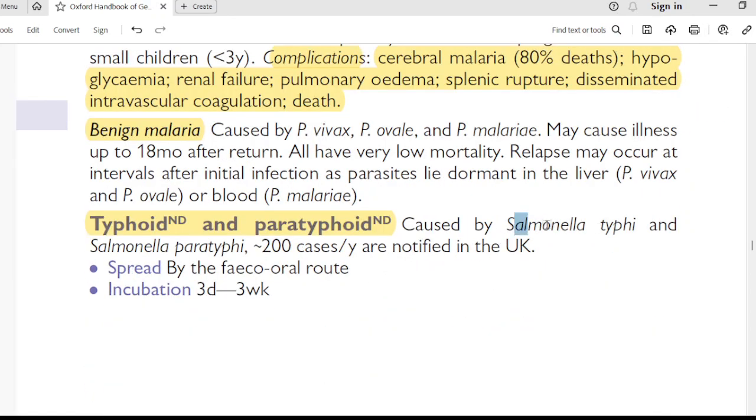Typhoid and paratyphoid, caused by Salmonella typhi and Salmonella paratyphi. 200 cases per year are notified in the UK, spread by the fecal-oral route. Incubation period is 3 days to 3 weeks.